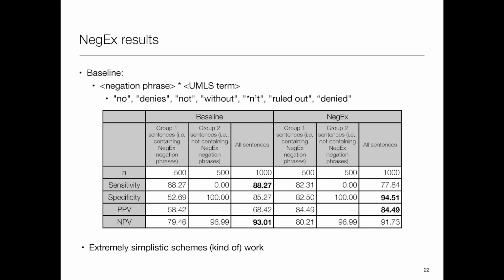So if you look at sentences that do not contain a negation phrase, and looked at 500 of them, you find that you get a sensitivity and specificity of 88 and 52%. For those that don't contain one of these phrases, of course, the sensitivity is 0 and the specificity is 100% on the baseline. And if you use negex, what you find is that you can significantly improve the specificity over the baseline, all right?